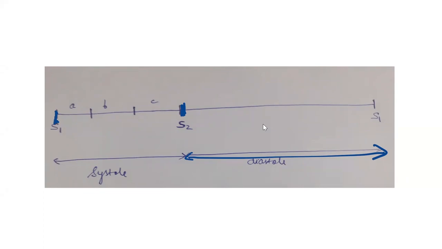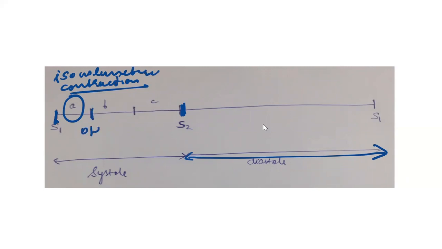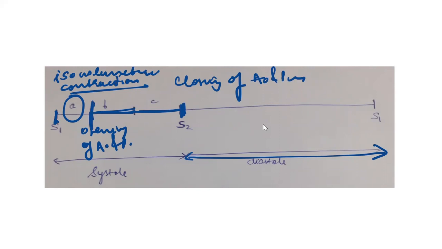Now S1 is due to closure of mitral and tricuspid valve. This first phase is isovolumetric contraction. That is the phase when ventricles are contracting but all the four valves are closed, so volume remains same. Then at this point, there is opening of aortic and pulmonary valve, leading to first phase of rapid ejection and the second phase of slow ejection. And at S2, there is closing of this aortic and pulmonary valve. Okay? So at this point there is opening of aortic and pulmonary valve, and at this point there is closing of aortic, and at this point there is closing of mitral and tricuspid.